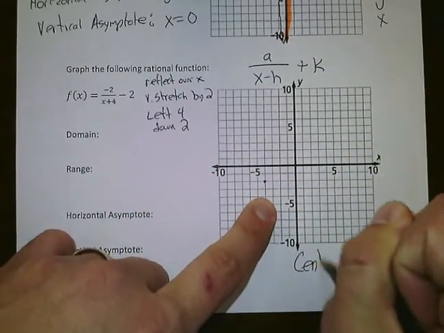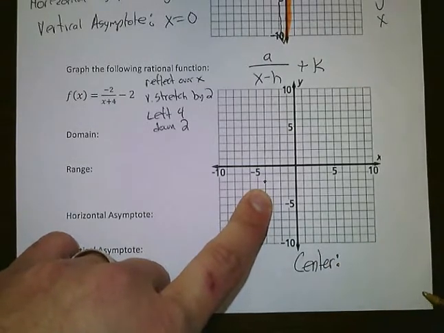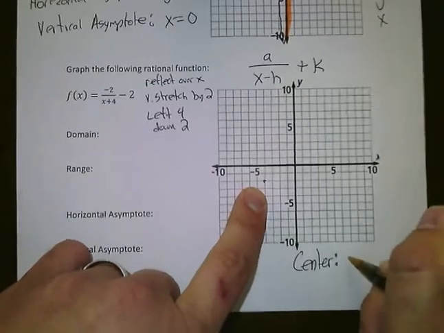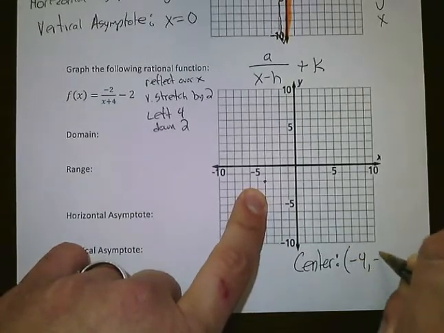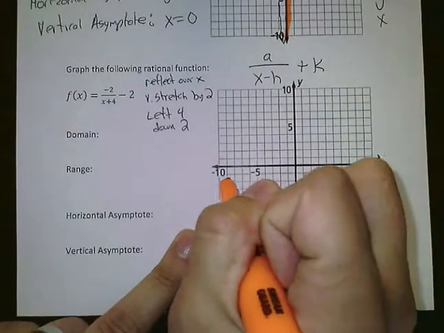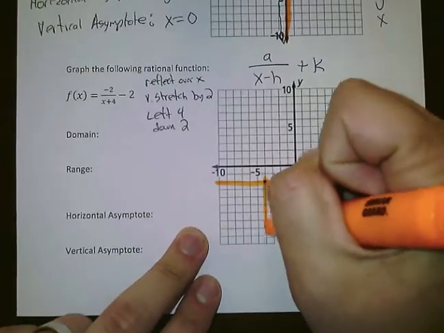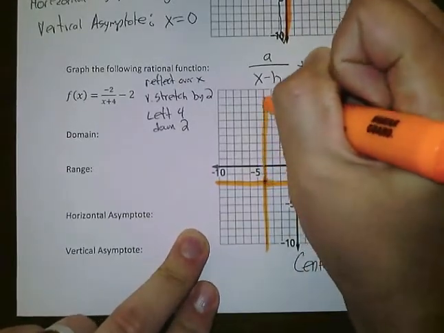And it's pretty important that I note off to the side what the coordinates of this are, because I'm going to use them in a little bit. The coordinates here would be -4, -2. Now I'm going to take my highlighter and draw a horizontal asymptote through there, as well as a vertical asymptote.